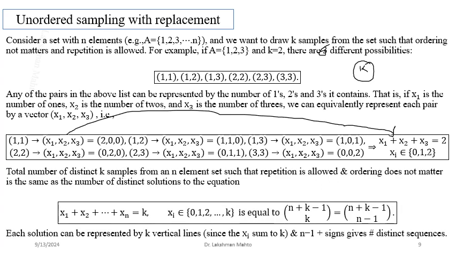So if you are doing a counting principle like sampling in an unordered way with replacement, finding the k distinct samples is equivalent to finding the solutions of this integral equation. All are integers here. A partition equation, you can also call it: x1 plus x2 plus x3 up to xn equal to k, when the xi's take values from 0, 1, 2 up to k. And tell me in how many ways, how many solutions it has.